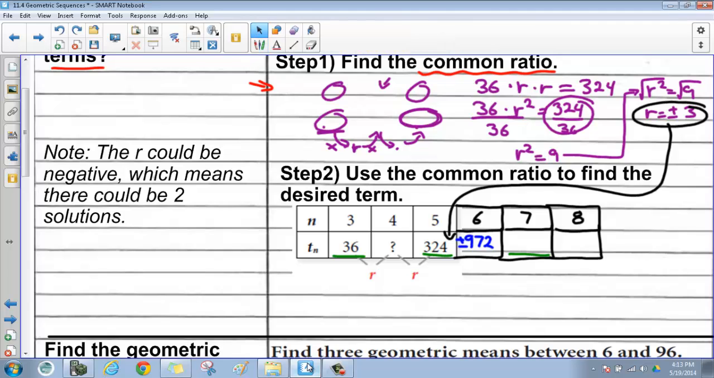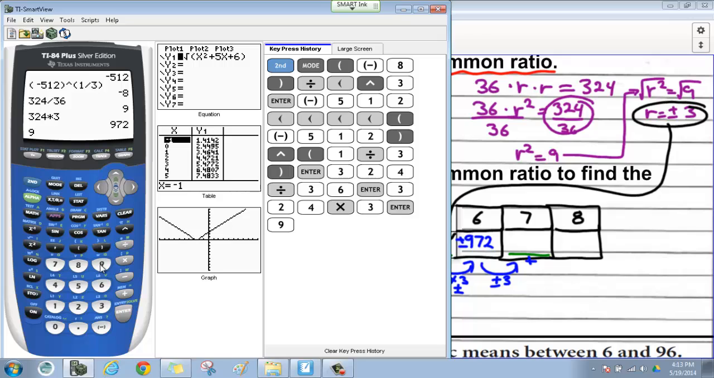Okay? But now let's find the next term. We're going to multiply it by this. Remember we multiplied it by 3, plus or minus 3. We're going to multiply it by plus or minus 3 again, but this one's for sure going to be a positive one because we know this one was positive. Okay? So 972 times 3 is 2,916, and we know this one's positive, but we're not sure if this r was a plus or minus, right? So if it was a negative, this next one could be positive or negative.